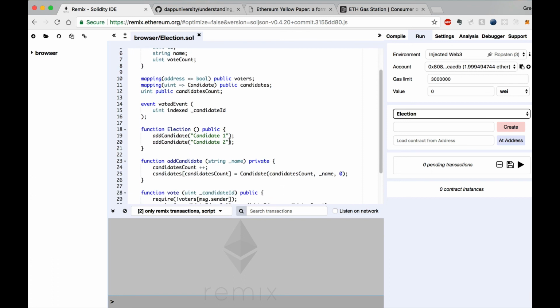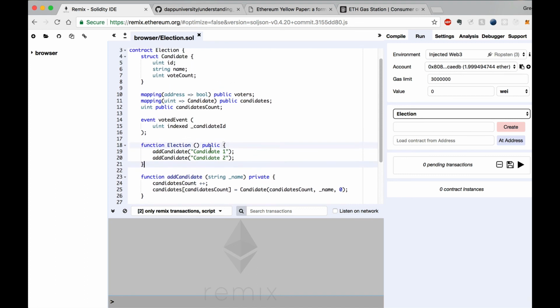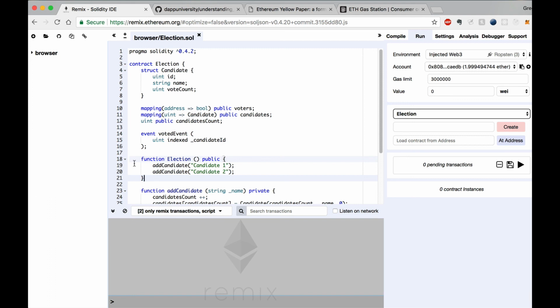So we can see that we have our constructor function here in the smart contract. This may look new to you if you're new to smart contract development, but you can get a more in-depth understanding of this by watching my other tutorials on smart contract development. But basically know that this is our constructor function that is the same name as the smart contract itself. And this is the function that is going to get run whenever we deploy our smart contract. And it's basically just adding some candidates that will be running in our election. So let's go ahead and deploy this smart contract to the blockchain.